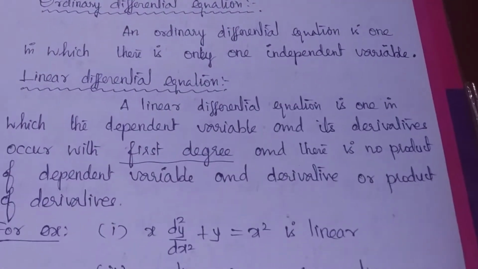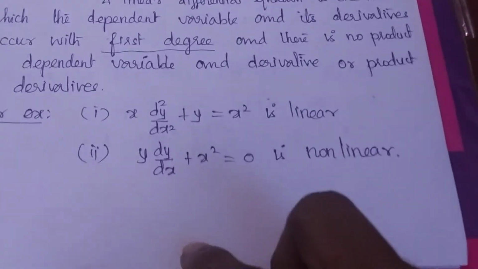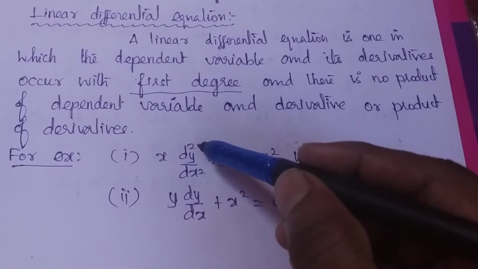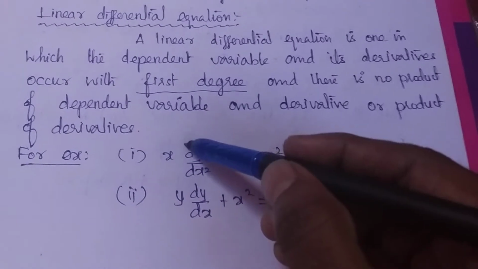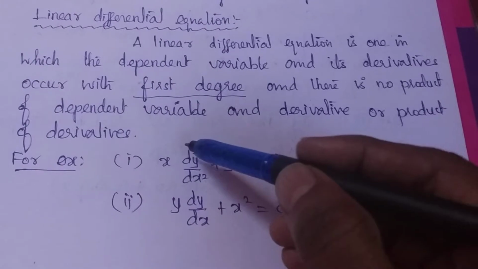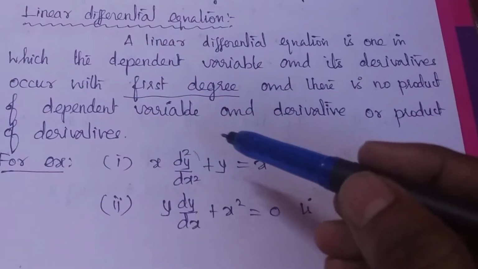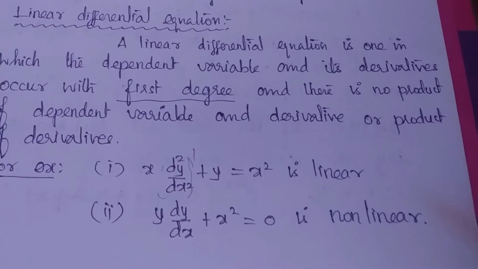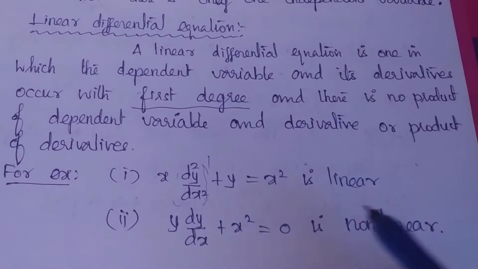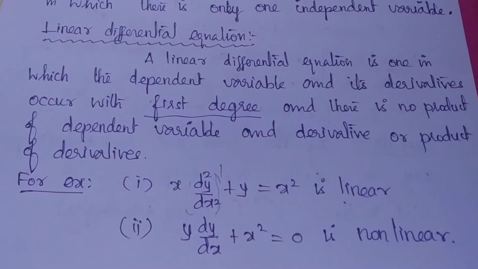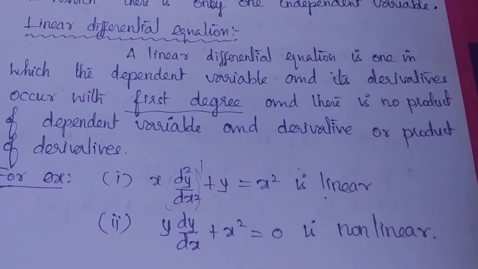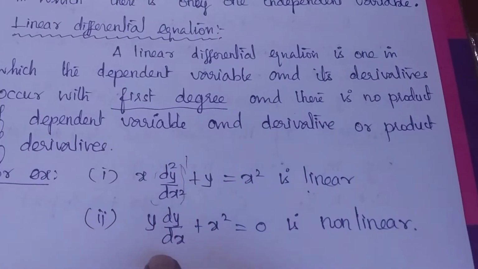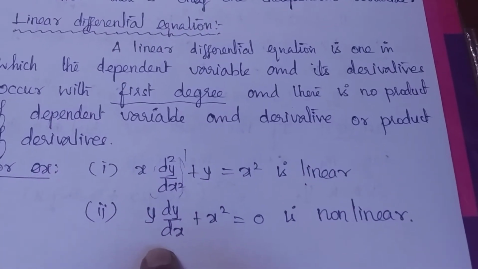Highest power of the equation is called degree. Highest order derivative power. This is the highest order and its power is 1. That is called linear. So the degree is 1, the equation is called linear. If the degree is more than 1, the equation is called non-linear.